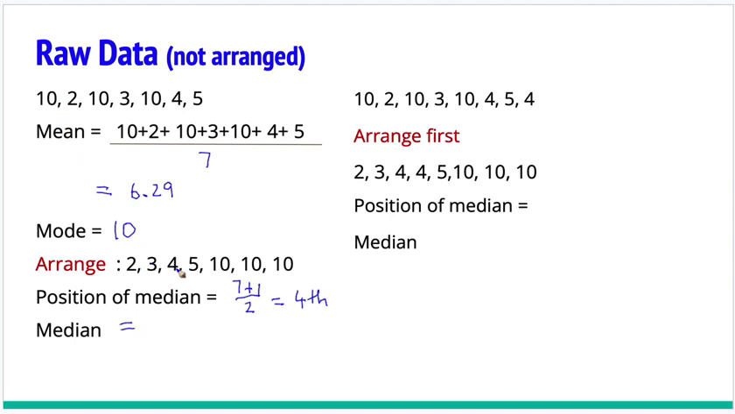So we count the arranged numbers, 1, 2, 3, 4. So the 4th position is 5. The median is 5.